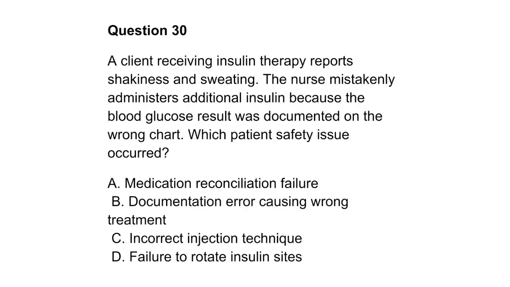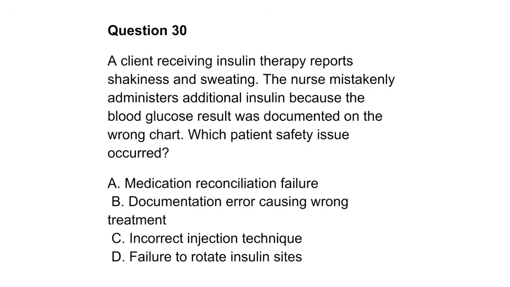Question 30. A client receiving insulin therapy reports shakiness and sweating. The nurse mistakenly administers additional insulin because the blood glucose result was documented on the wrong chart. Which patient safety issue occurred?